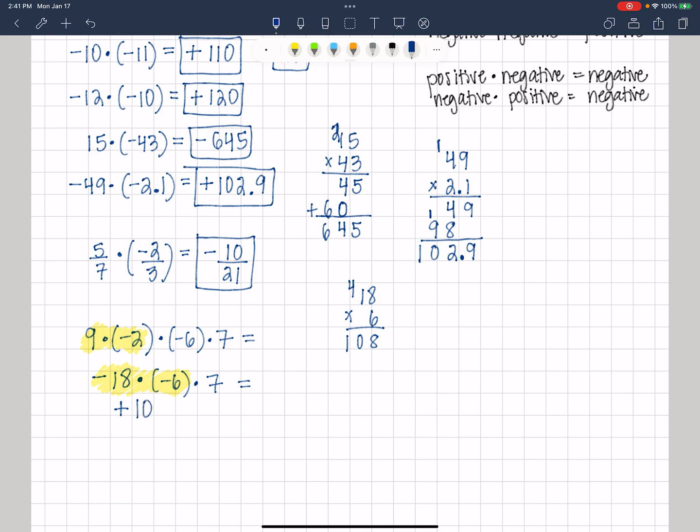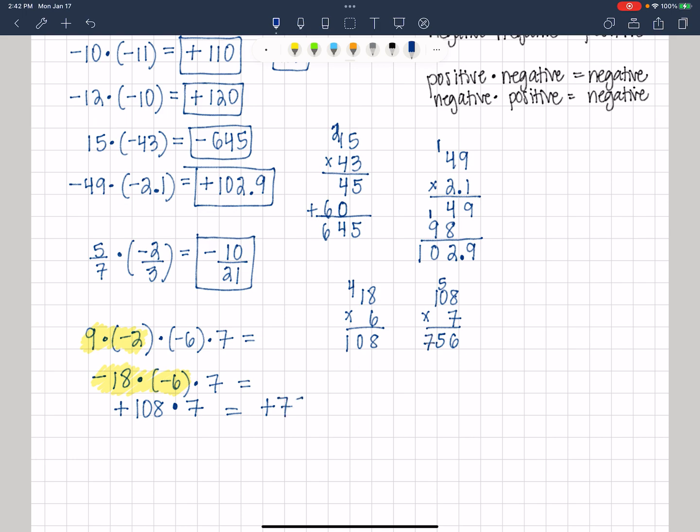I have a positive 108 times 7. I already know my answer is going to be a positive, because a positive times a positive is a positive. 108 times 7. 7 times 8 is 56. 7 times 0 is 0 plus that 5 from the 56 is 5, and then 7 times 1 is 7.